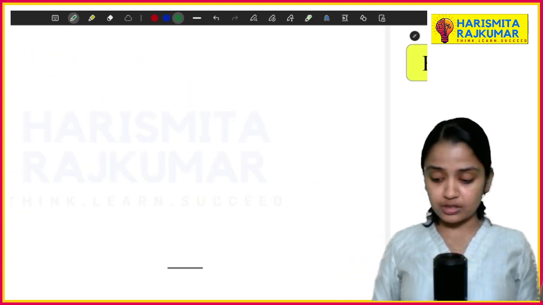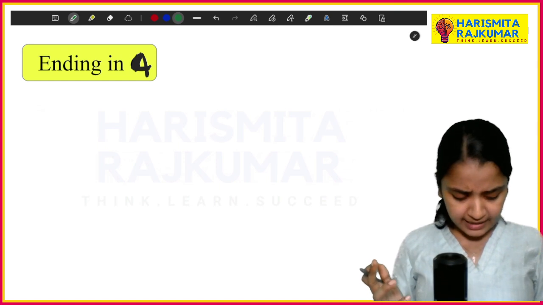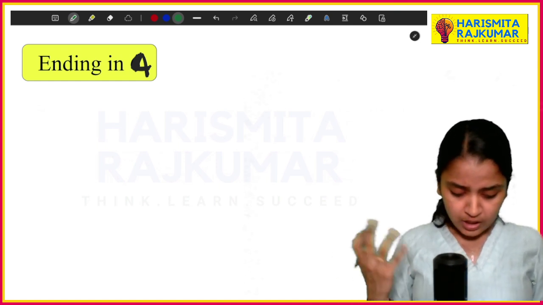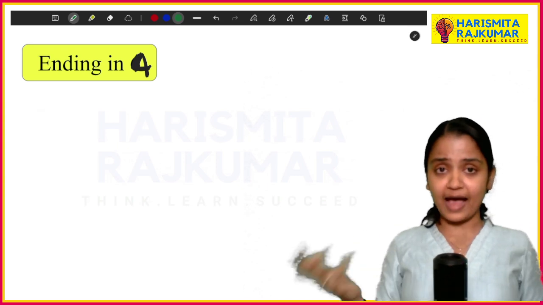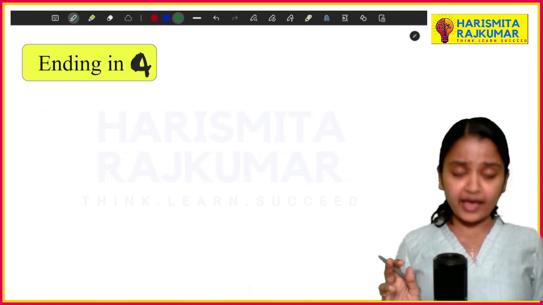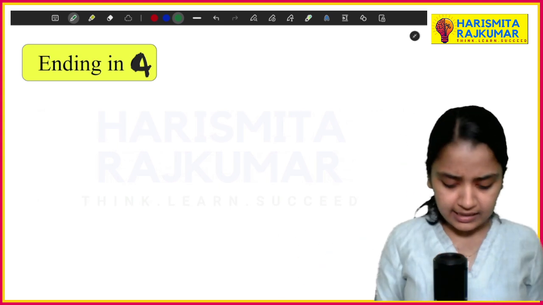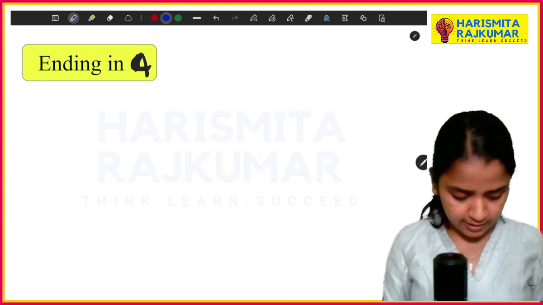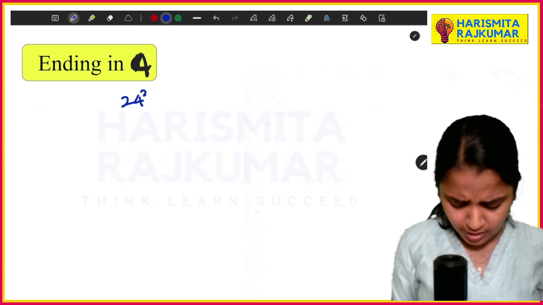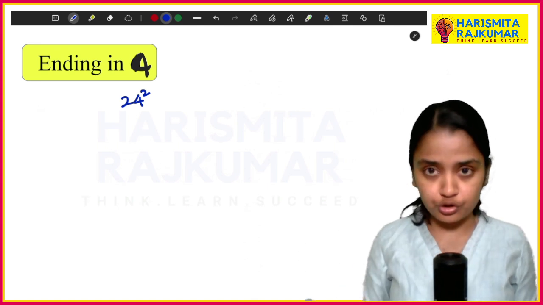Now let us go to the numbers that are ending with 4. So for ending with 4, it is a similar step, right? So you'll be getting similar steps as ending with 6. Now, same way, let us take an example or take any sum. So now the sum is nothing but 24 square. Now let us start with a simple example. 24 square, what am I supposed to do for this?